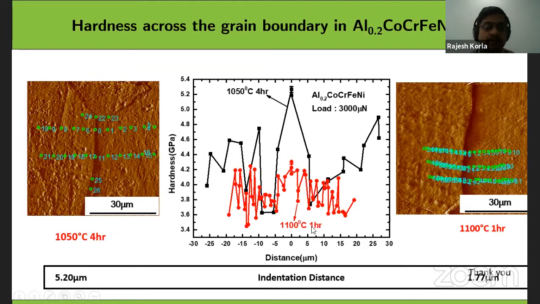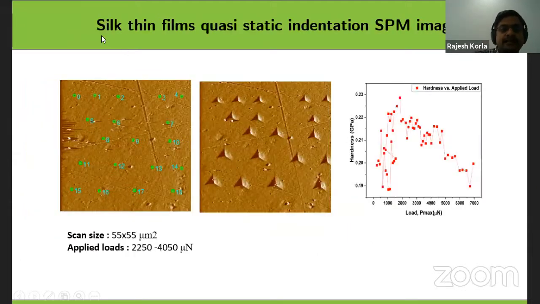This is another advantage of this nanoindentation machine where we use it. So this is another thing. This is a silk thin film. Silk is a very soft material, right? In the silk film, a very thin film, they deposit the silk film from the silk and do some processing.